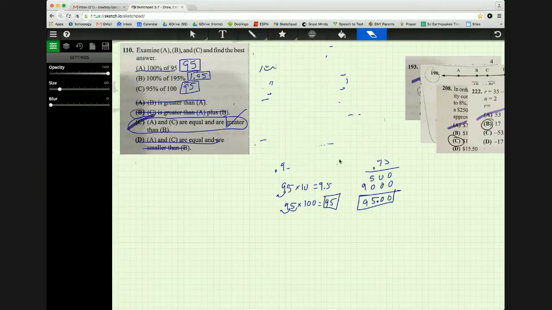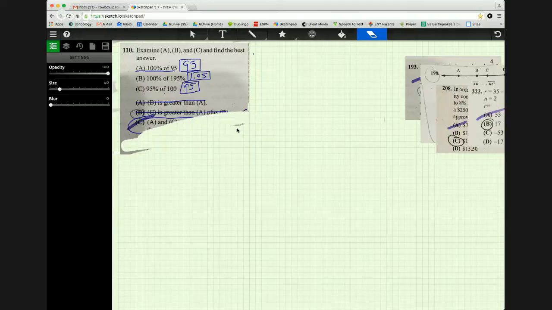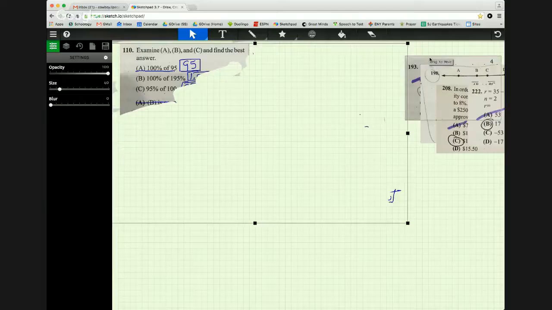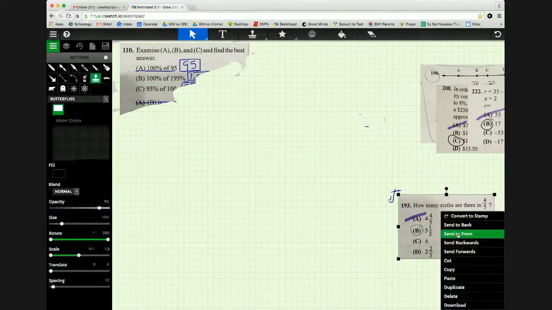Here, let's just kind of erase all this. Erase, erase, erase. We'll just erase all this. And we'll move on to 195. Let's see. And we're going to, whoops. We're going to send this to the front.